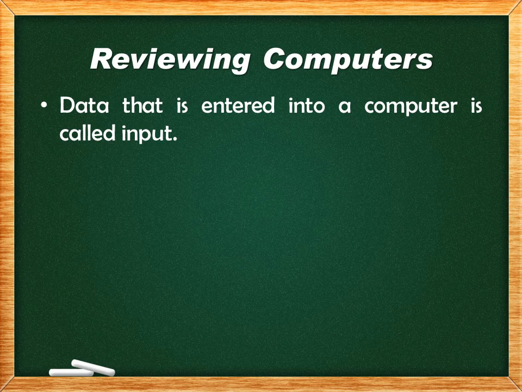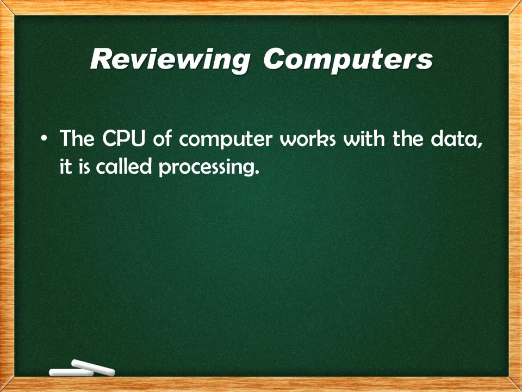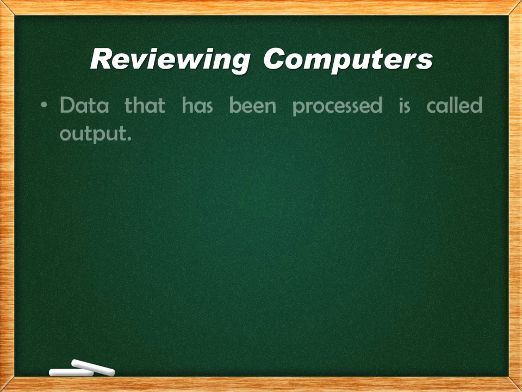You give the input to the computer through the mouse. When you click your mouse, it's an input. The second thing is the CPU of the computer works with the data. When you click, the computer will start working on your click. So at that time, just before opening the folder, the computer is doing processing. The CPU is doing it, and then when the folder is open, the data that has been processed is called output.